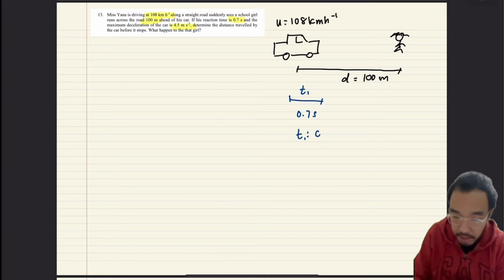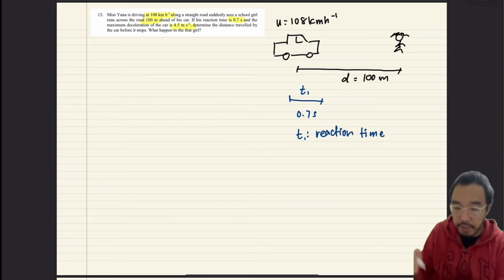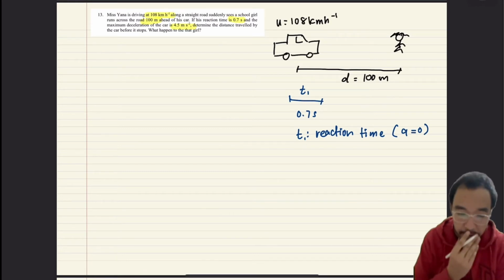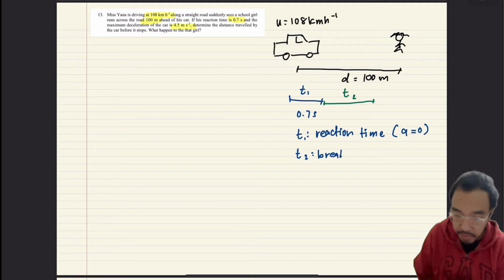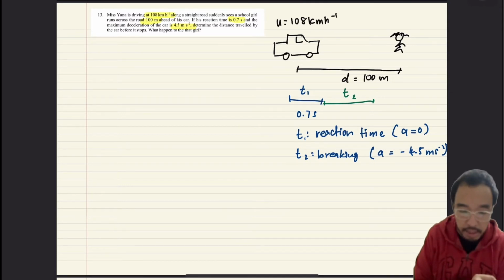So that's the reaction time. If she wants to brake, the fastest she can brake is after 0.7 seconds. During this period, A equals 0. Nothing happens, she just sees it, no time to brake. Then the maximum deceleration is 4.5 meters per second squared, and I'm going to put that as T2. At T2, A equals negative 4.5. I put negative straight away because we assume the velocity is to the right, so the deceleration would be negative.